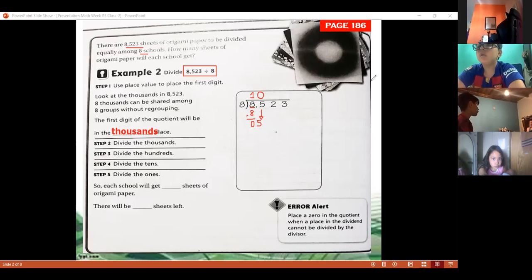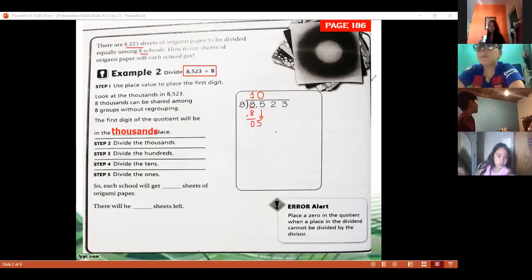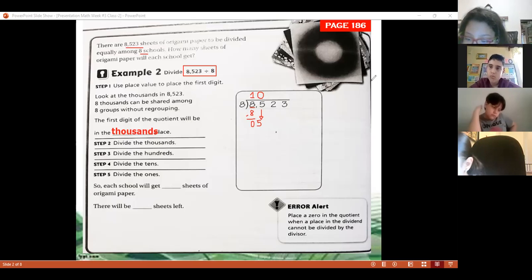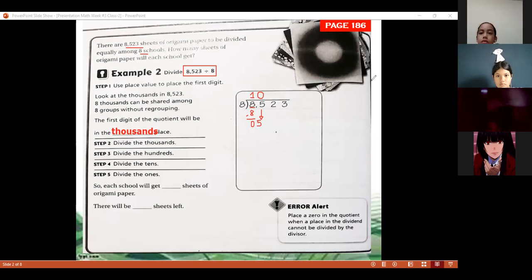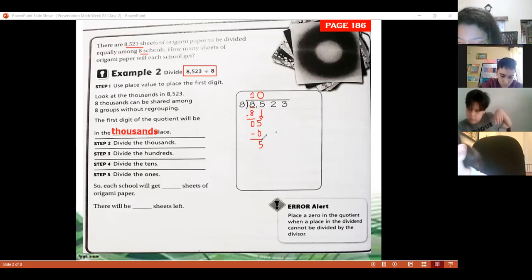5 cannot be divided by 8. It's more. You cannot divide. So for 5, you write a 0, right? And you say 8 times 0. What is the answer of 8 times 0? 0. So let's put it here. 5 minus 0 is 5. It's 5 again.